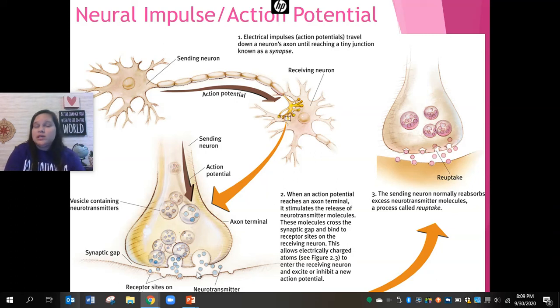Each one of those can be excitatory or inhibitory, telling the next neuron to fire again or to pause: we're done firing. We'll talk about those later. After the neurotransmitter delivers its message, the receiving neuron, the next neuron, lets it go and it usually goes back. When it goes back to where it came from, that is called reuptake, and that's shown over here. Normally the sending neuron will pull those neurotransmitters back in and they'll be repackaged again into the vesicles. So they're recycled and they can be used again.